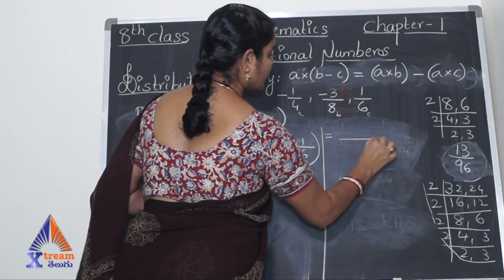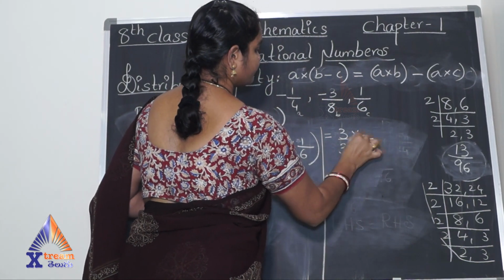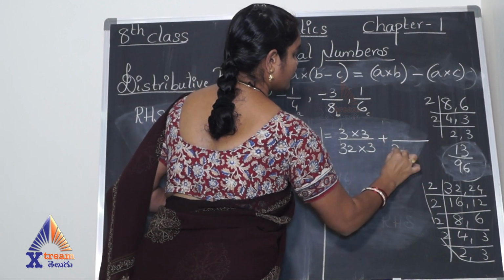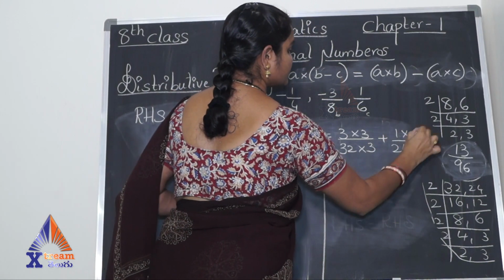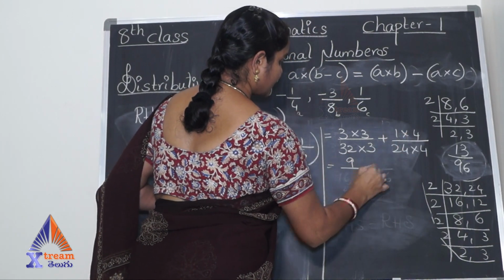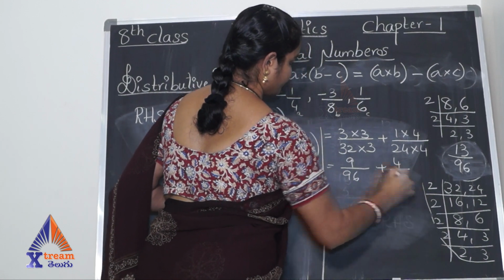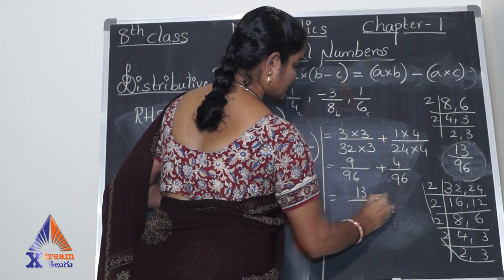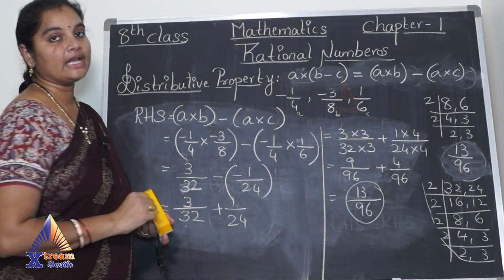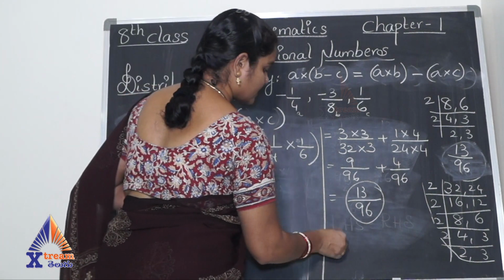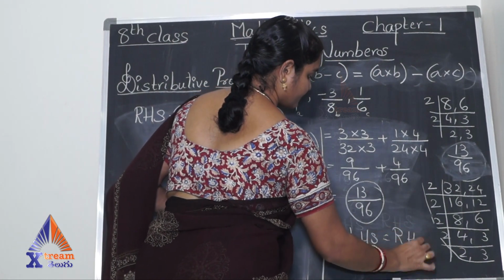So 32 becomes 96 by multiplying with 3. 24 becomes 96 by multiplying with 4. 1 into 4. Now we get it as 9 by 96 plus 4 by 96. So the answer is 13 by 96, which also matched with our LHS answer. So again we can say that therefore LHS is equals to RHS.